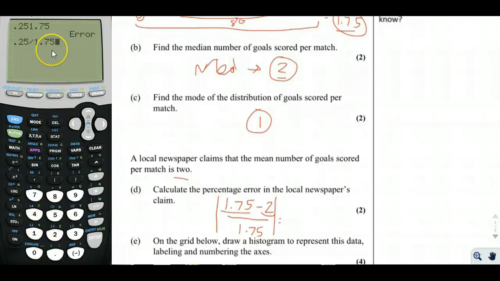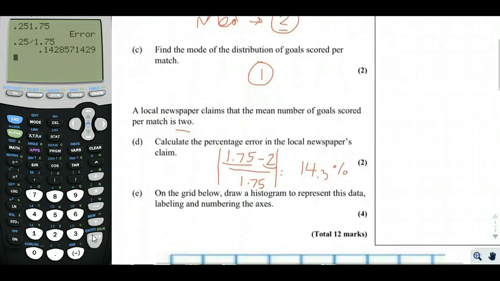You might be in doubt. Do I divide by 2 or divide by 1.75? Well, the correct value, the real value, is 1.75, so you divide by the real value. And then we get 0.1429, but in percent, that would be 14.3, right? Because you multiply by 100.